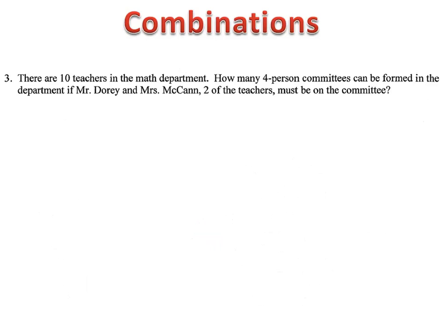Suppose we have 10 teachers in the math department. We want to know how many 4-person committees can be formed in the department if Mr. Dory and Mrs. McCann, who are two of the teachers, must be on the committee? Well, let's think what we have here. First of all, does the order we choose the people to be on this group make any difference? No, it doesn't. We're choosing 4 people, and so I draw my 4 lines.